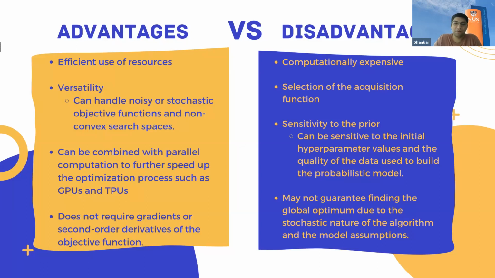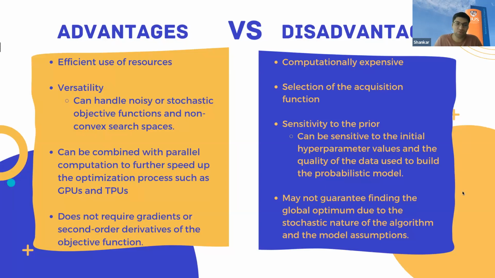Okay, thirdly, Bayesian optimization is sensitive to the choice of prior for the probabilistic model. If the prior is misspecified or mislabeled, the results can be suboptimal. Okay, so in summary, Bayesian optimization is a powerful technique used for hyperparameter tuning, and it can be a useful tool for improving the performance of machine learning models.